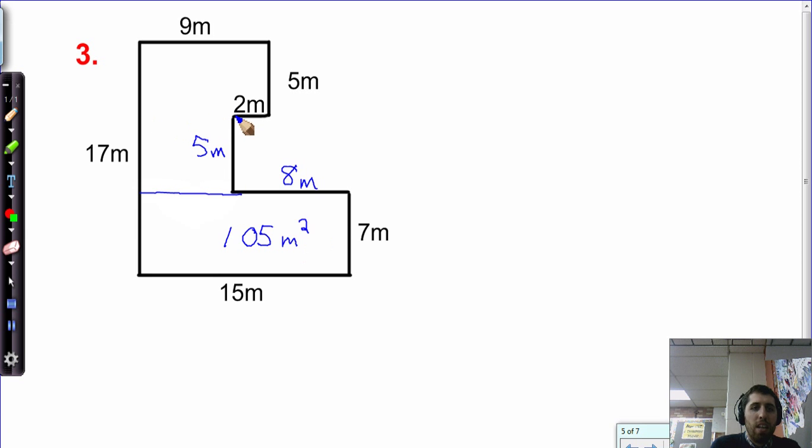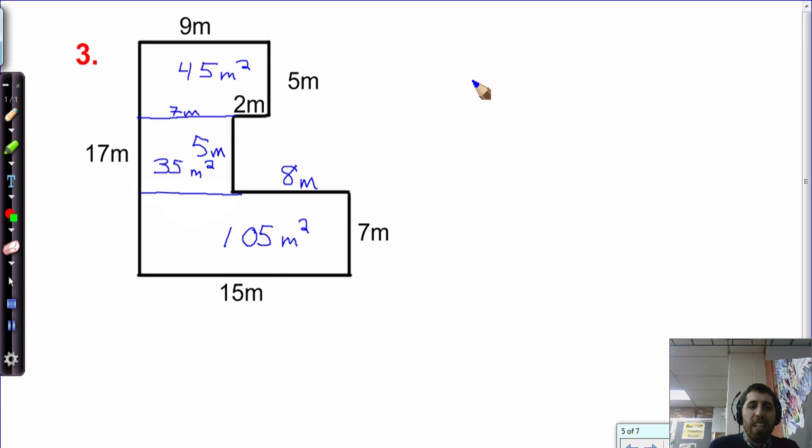Let's cut it into another box right here. And we know that this is 7 meters wide and 5 meters long. So length times width, 7 times 5. This is another 35 square meters we need to add. And then finally this top section is 9 meters wide, 5 meters tall. That'd be 45, length times width, 45 meters squared.